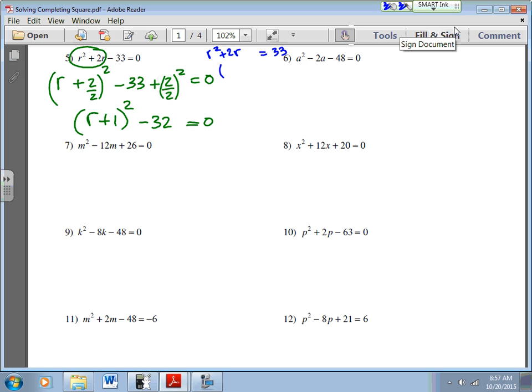This will give me r plus 2 divided by 2 squared equal to 33 plus 2 divided by 2 squared, which is r plus 1 squared is equal to 34, because 33 plus 2 divided by 2 is 1, 1 squared is 1, so that's where the 34 came. And it would be r plus 1 squared minus 34 is equal to y. That looks correct. What's wrong right here then?